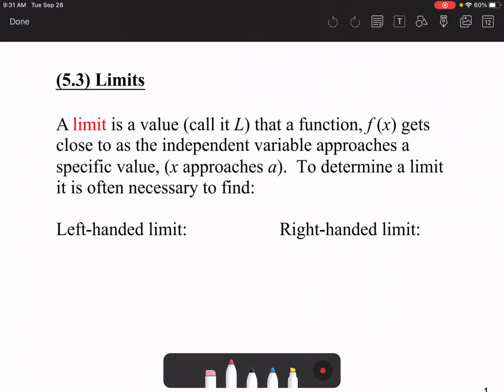So a limit is a value, let's call it L, that a function f of x gets close to as the independent variable approaches a specific value. Let's say as x approaches a.